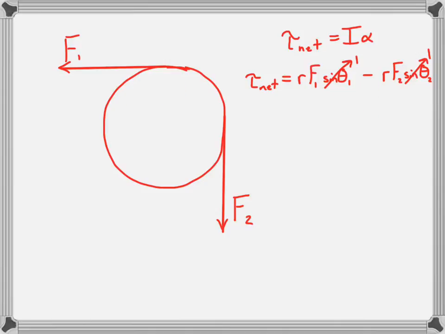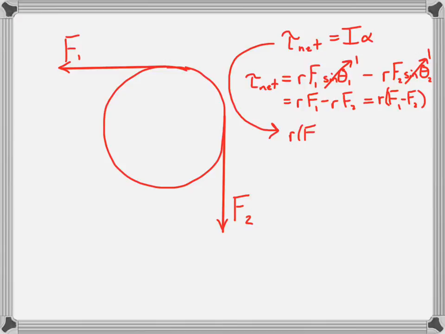So I need to put a negative sign in front of this one, and so I have net torque equals RF1 minus RF2. So let me go ahead and write that out. RF1 minus RF2. I can factor out an R out of both terms, so I could just write this as R times the quantity F1 minus F2. Well, let's plug that back into my Newton's second law for rotational motion. So now I have R times quantity F1 minus F2, and that's going to equal I times alpha.